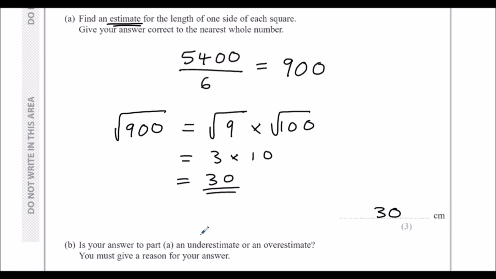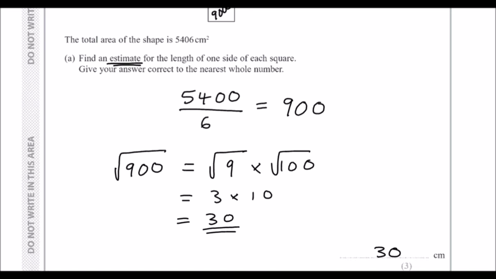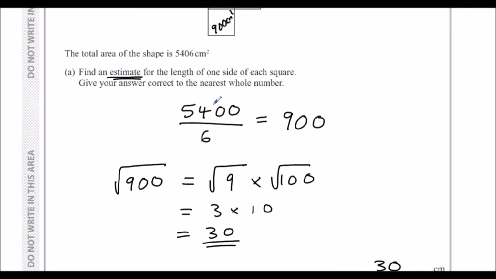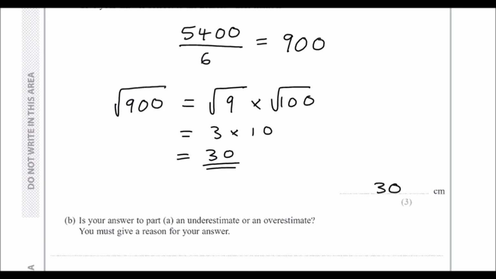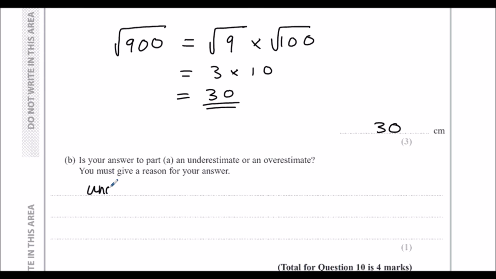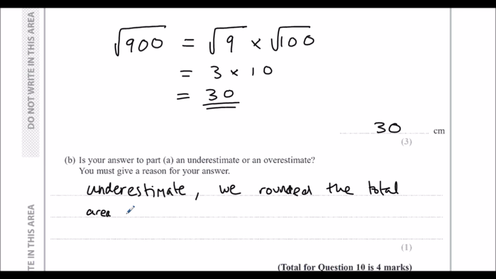Is it an underestimate or an overestimate? So what did we do? We rounded down. We rounded the total area down. So the area would have been slightly bigger, which means we would have got a slightly bigger answer. So it's an underestimate, because we rounded the total area down.